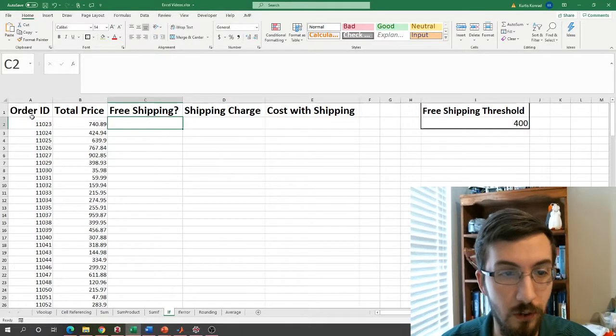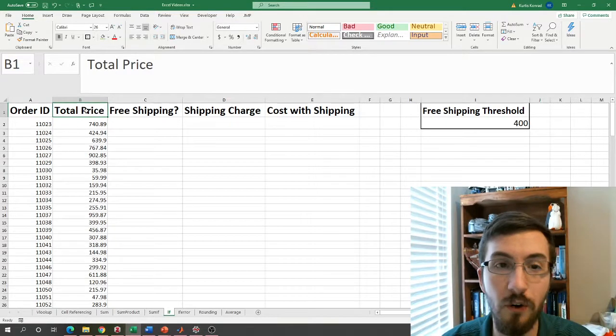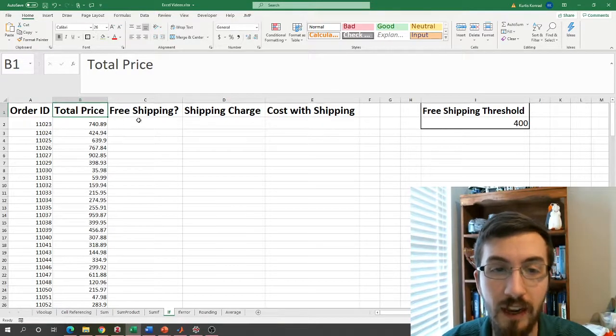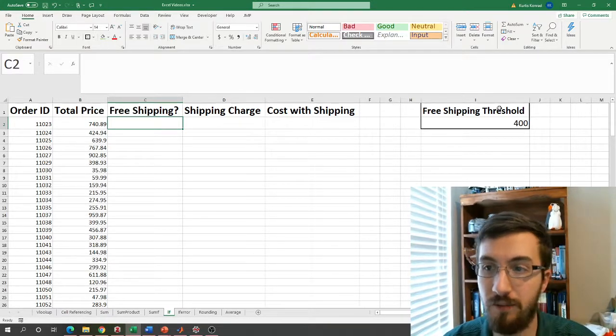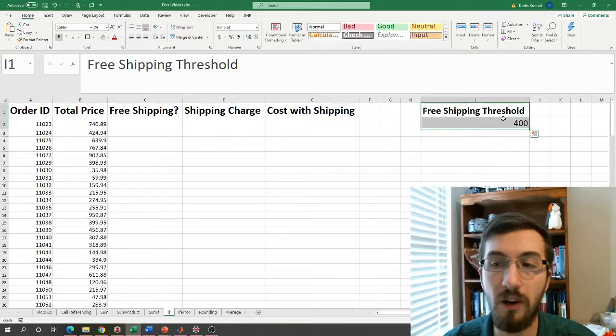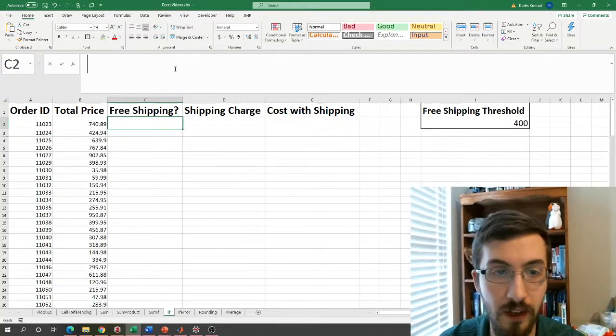Alright, so here we have our order IDs and we have a total price for that order. And so we're going to ask ourselves, can they get free shipping? And we're going to say, okay, they can have free shipping if they're over $400. If their order is over $400, they get free shipping. So let's start figuring out how to do this.